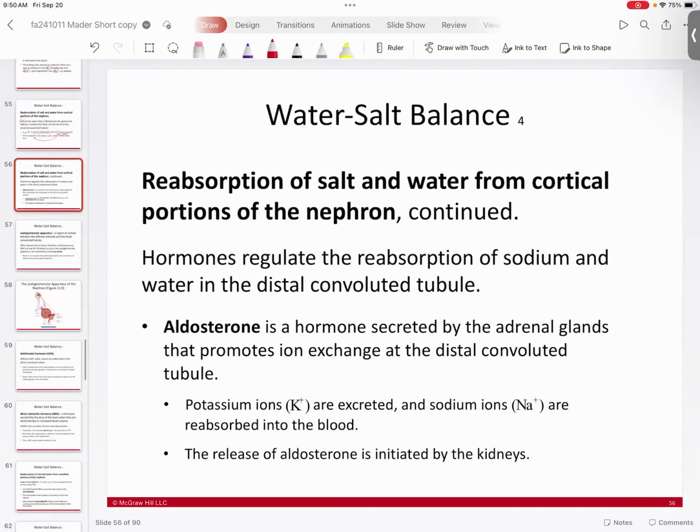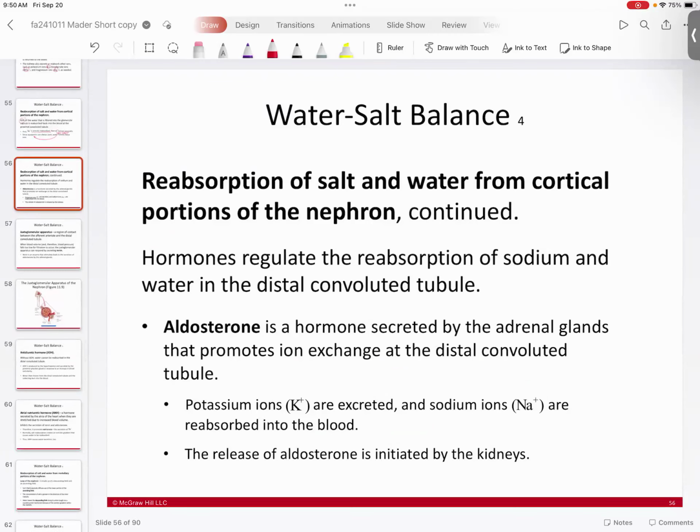There's also hormones that regulate this water movement. For instance, we talked a little bit about aldosterone, right, which is the one that was secreted by the adrenal glands. And what this actually does is it promotes the retention of sodium. So that's the job of aldosterone. So potassium ions are typically excreted. Sodium ions are reabsorbed into the blood. And the release of aldosterone basically is stimulating this retention of the sodium. And it's at the kidneys. It's actually in the collecting duct and the distal convoluted tubule that a lot of this is happening.